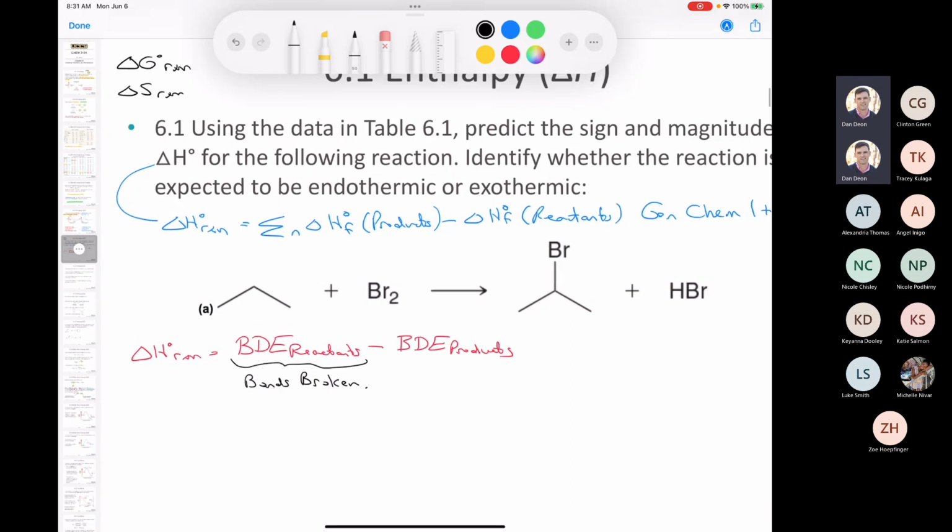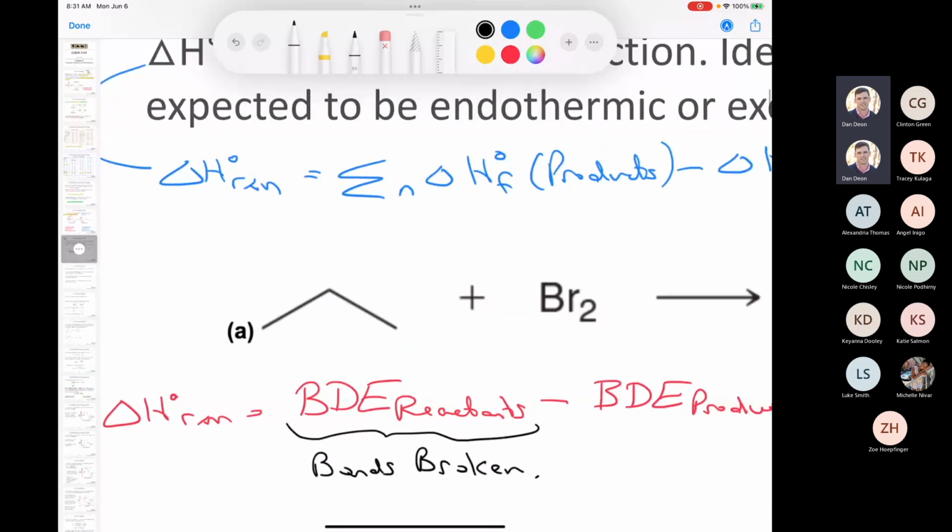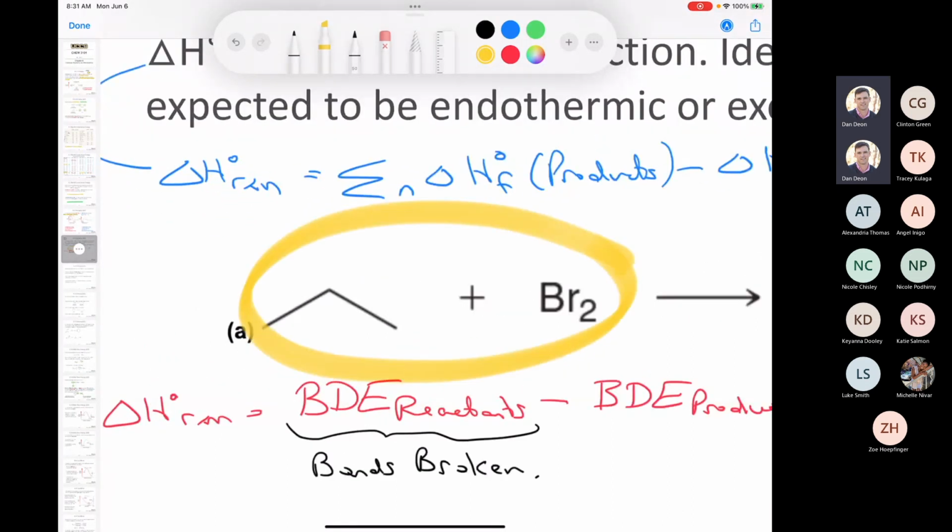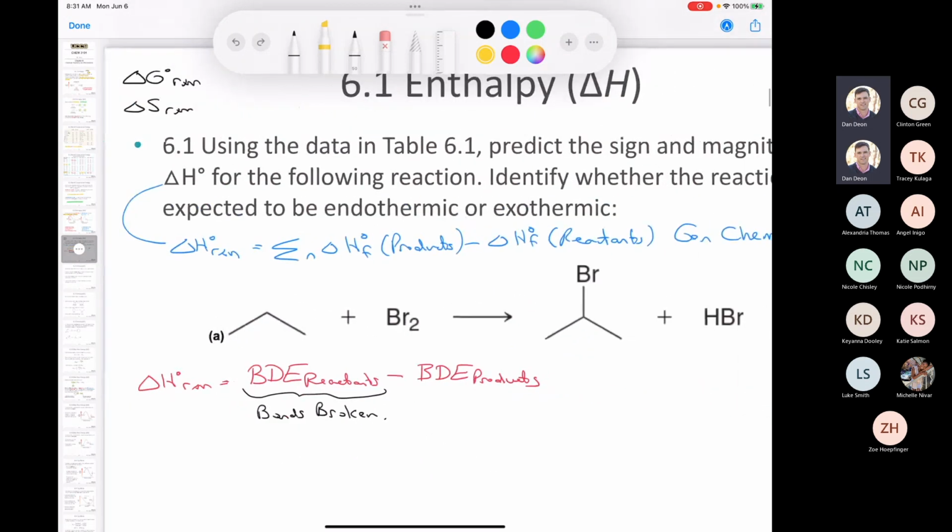What are the bonds that are being broken in our reactants? Here are our reactants, propane and bromine. Well, if we're putting a bromine on the propane, that means that I have to break one of the carbon-hydrogen bonds in the middle of propane at the CH2, right? There's 2 hydrogens here, but I'm just going to draw in one of them because we need to break that bond. And also, we need to break the bond between the 2 bromines in Br2.